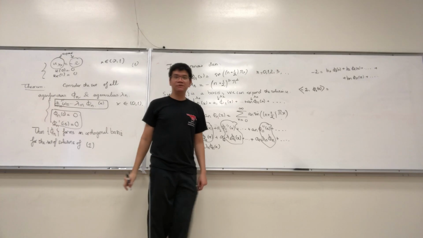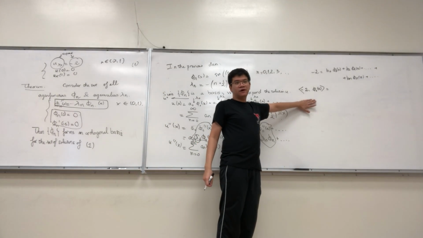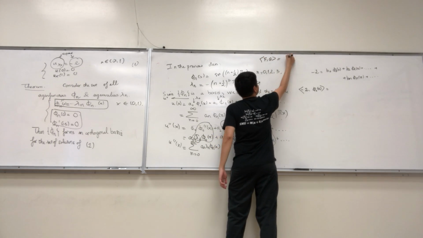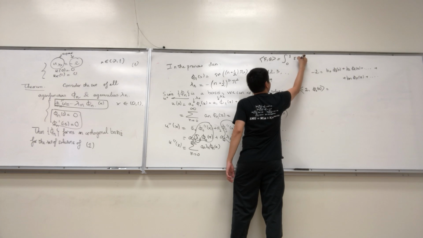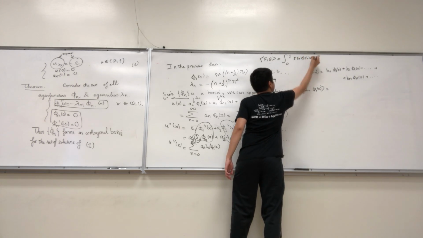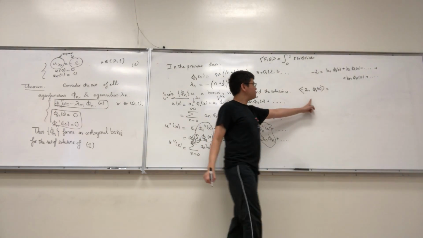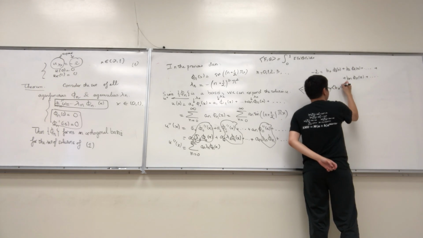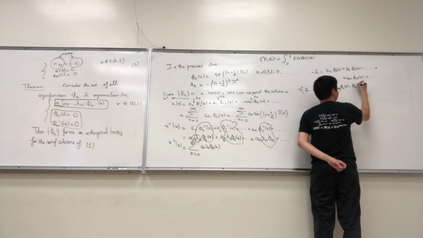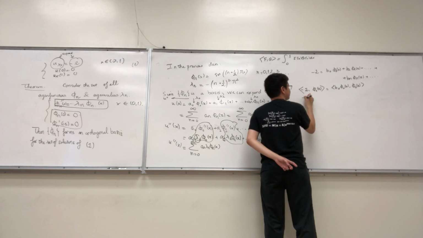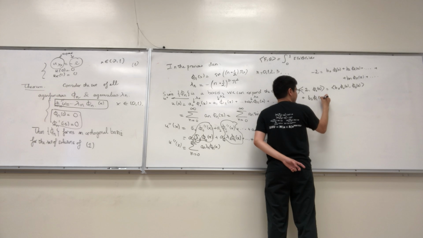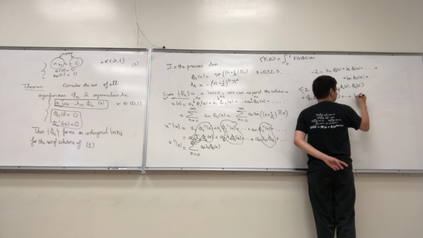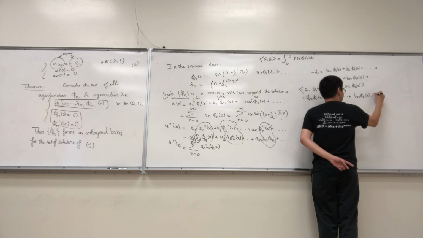This is the inner product, right? I remind you that this is the inner product of Fourier. So the inner product of two functions f and g will be the integral from 0 to 1 of f(x) g(x) dx. All right? So I multiply everything with phi 0. So I have b0 phi 0 of x phi 0 of x, plus b1 phi 1 of x phi 0 of x, plus bn phi n of x phi 0 of x.